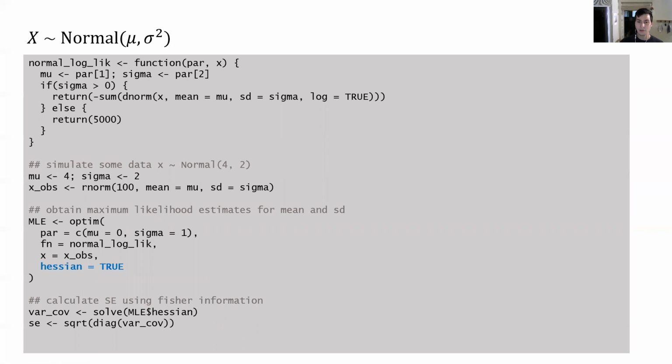Here again is our negative log likelihood function for the normal distribution, which we've already seen, and we've simulated 100 random values from a normal distribution with mean mu equals 4 and standard deviation sigma equals 2. The code to obtain the maximum likelihood estimates of mu and sigma is the same here as before, except now we've added an argument, hessian equals TRUE, indicating that we want optim to return the Hessian matrix around the maximum likelihood estimate. Note that since we're working with the negative log likelihood, this is already the Fisher information, no extra steps required.